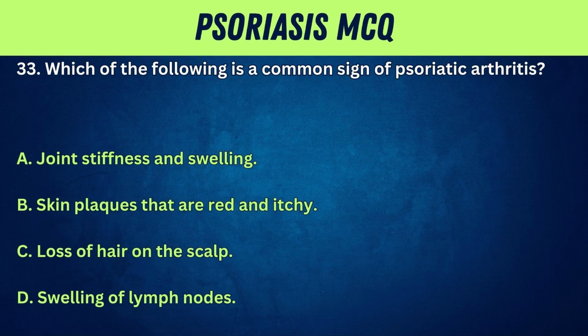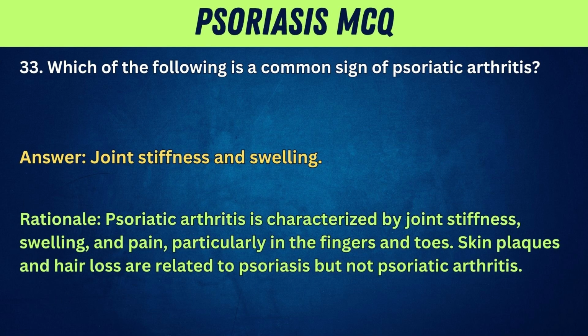33. Which of the following is a common sign of psoriatic arthritis? A. Joint stiffness and swelling. B. Skin plaques that are red and itchy. C. Loss of hair on the scalp. D. Swelling of lymph nodes. Answer. Joint stiffness and swelling. Rationale. Psoriatic arthritis is characterized by joint stiffness, swelling, and pain, particularly in the fingers and toes. Skin plaques and hair loss are related to psoriasis, but not psoriatic arthritis.